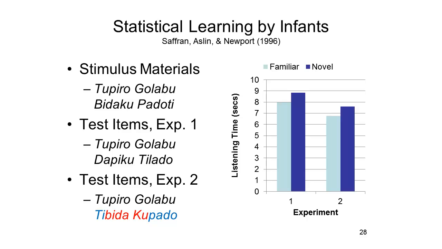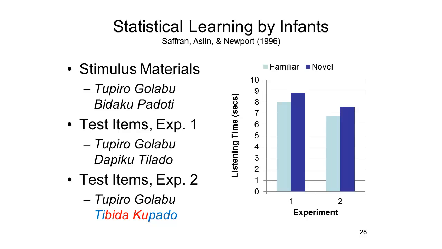In this way, the likelihood that the syllable tu would be followed by the syllable pi was very high, because they're both part of the same nonsense word, tupiro. But the likelihood that the syllable tu would be followed by the syllable la was very low, because they're part of different words. Tu is part of tupiro, while la is part of golabu. After 2 minutes of this, the infants got pretty bored, and they started looking away from the loudspeaker.